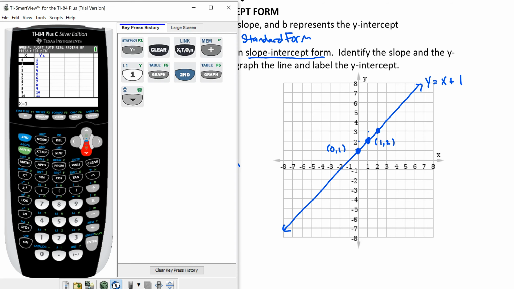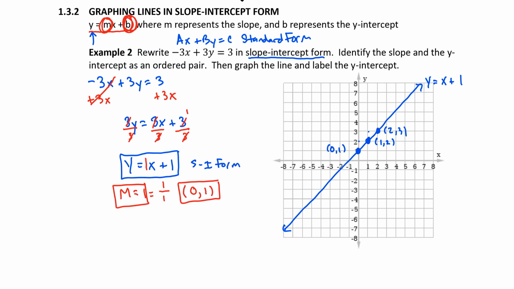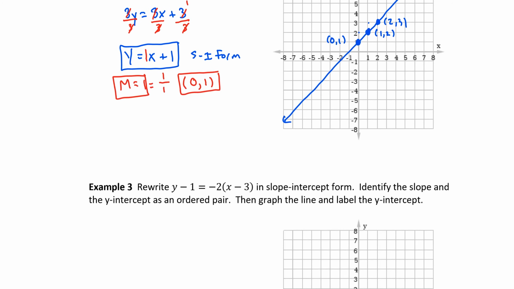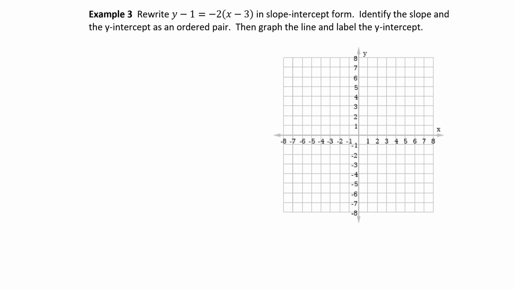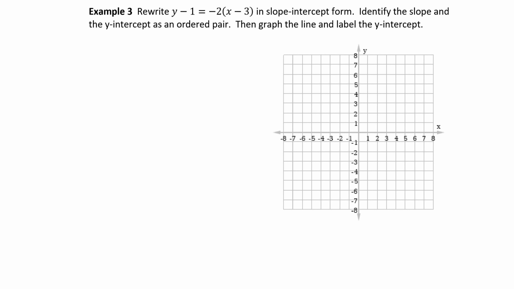We can check the other point that we found. That's ordered pair 1, 2. The next point is ordered pair 2, 3, and that matches this point over here. So every single time I graph, I can double check with my calculator, looking at the shape of the graph and verifying ordered pairs. So please take some time to learn your calculator. It's a tremendous help.